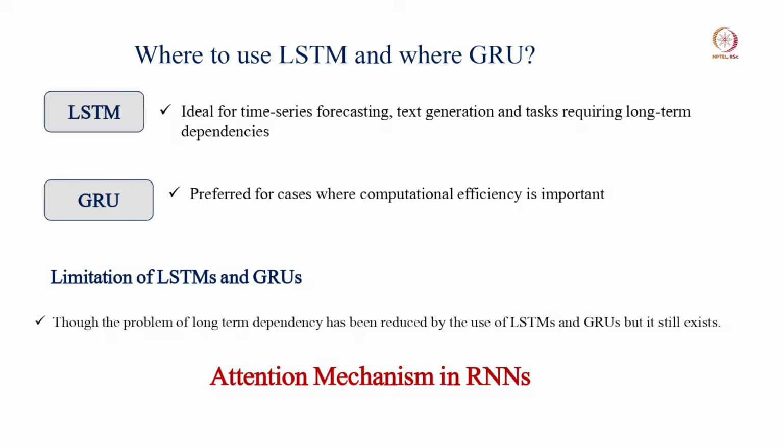Now, limitations of LSTMs and GRUs. Both LSTMs and GRUs capture the long term dependencies which are there in a sentence, but the problem still exists. That long term dependency is difficult to capture in both LSTMs and GRUs. So, what is the solution to that? That is the attention mechanism in RNNs or LSTMs. That is what we will study in my subsequent lectures. And with this, I come to the end of the discussion of GRU.